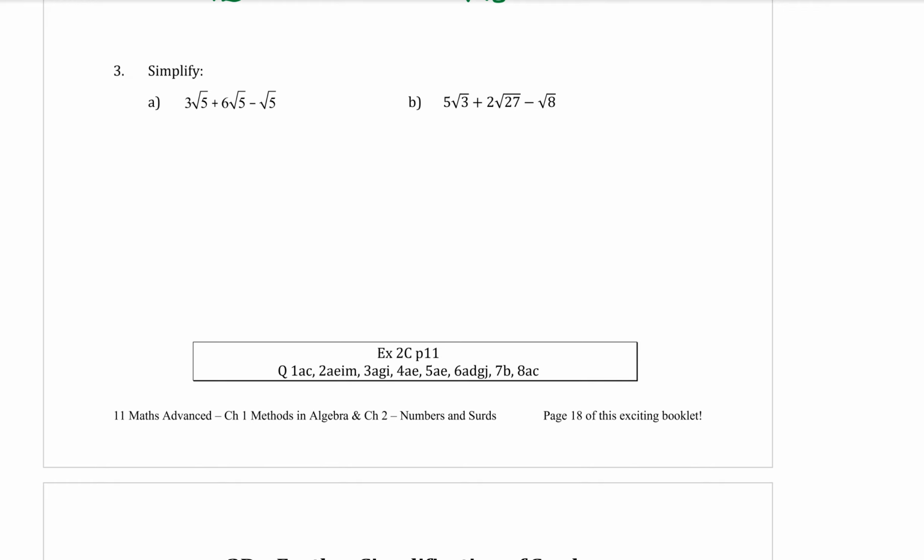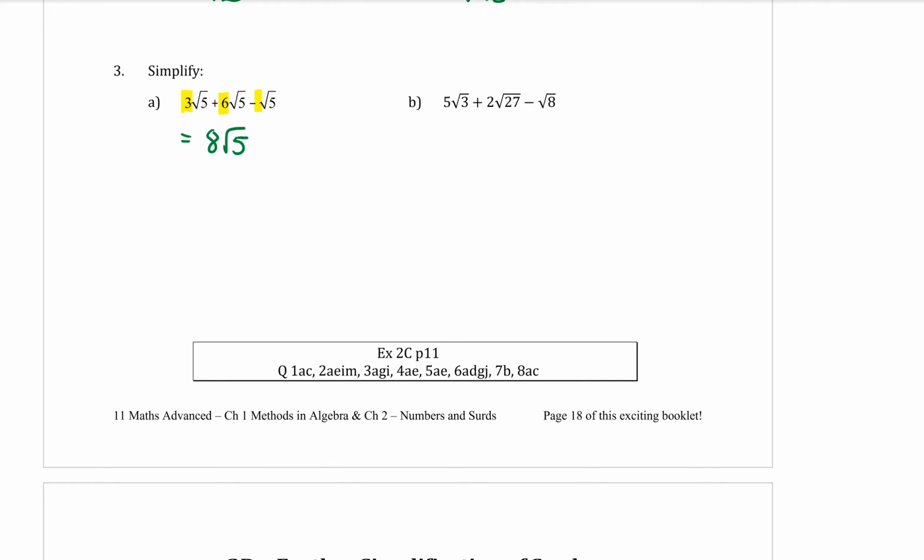So the first one, they are all root 5s. So all I need to do is go 3 plus 6 minus the 1. There'd be a 1 there. So that is 8 root 5s. Okay? Just as if they were x's. Just adding those numbers out the front, and the root 5 stays the same.